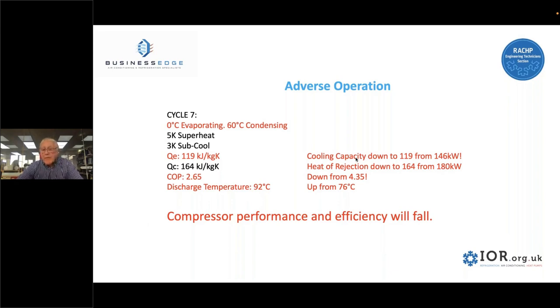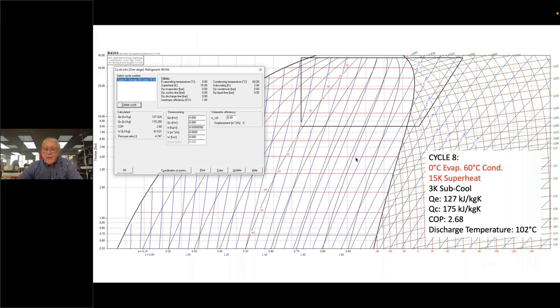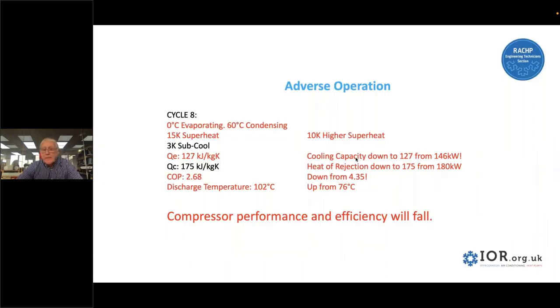Next one, we combine all of these: low evaporating temperature, high condensing temperature, and 15K superheat. So my cooling capacity is down to 127 kilowatts. Heat of rejection has fallen. COP is only 2.68, and the discharge temperature has crept up to 102 degrees C.